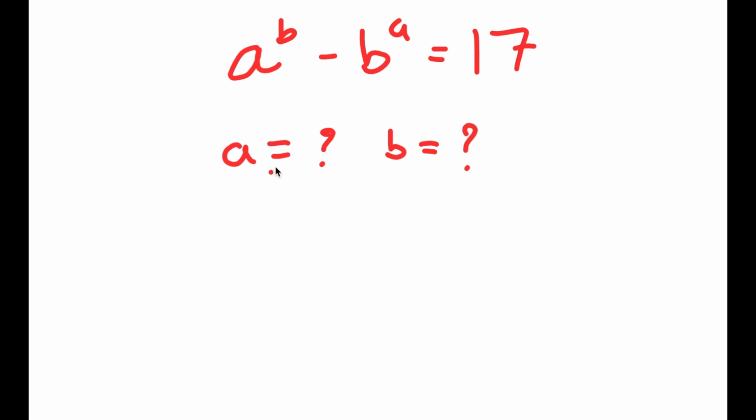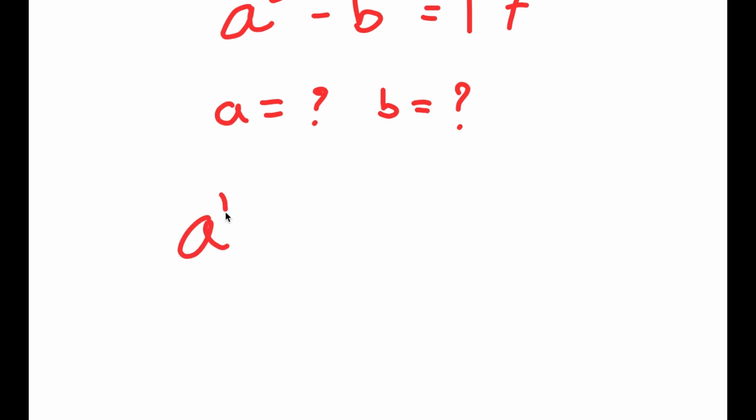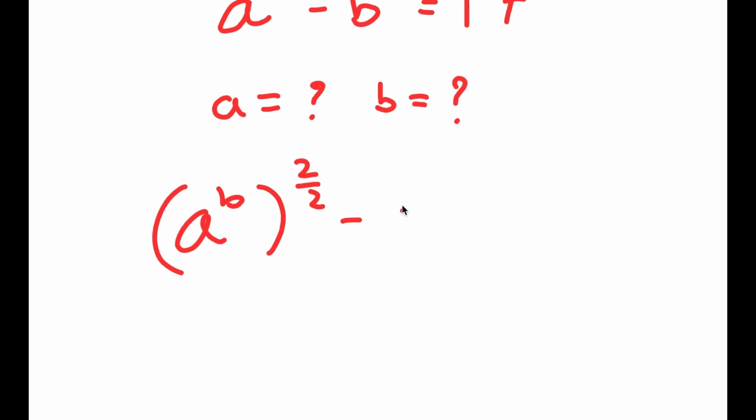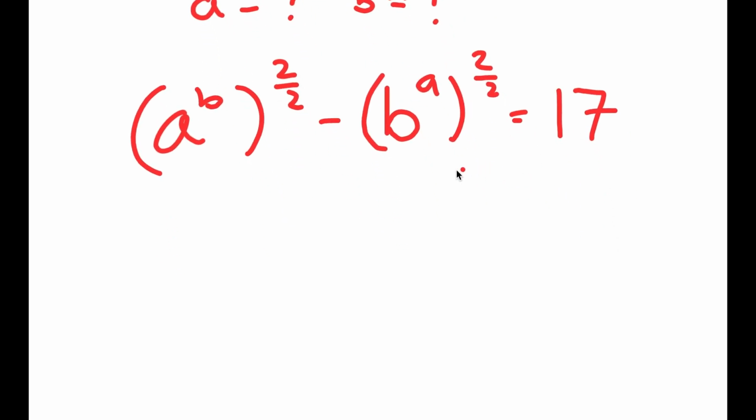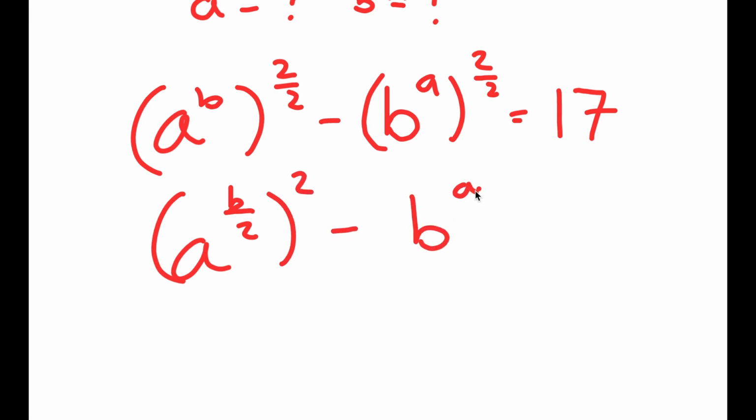So to solve this, I'm going to first rewrite a to the power of b as a to the power of b to the power of 2 over 2, which is the same thing as a to the power of b to the power of 1, which is the same thing as a to the power of b. And I'm going to rewrite b to the power of a as b to the power of a to the power of 2 over 2. Now from here, I can actually rearrange this to be in the form a to the power of b over 2 to the power of 2 minus b to the power of a over 2 to the power of 2 is equal to 17.